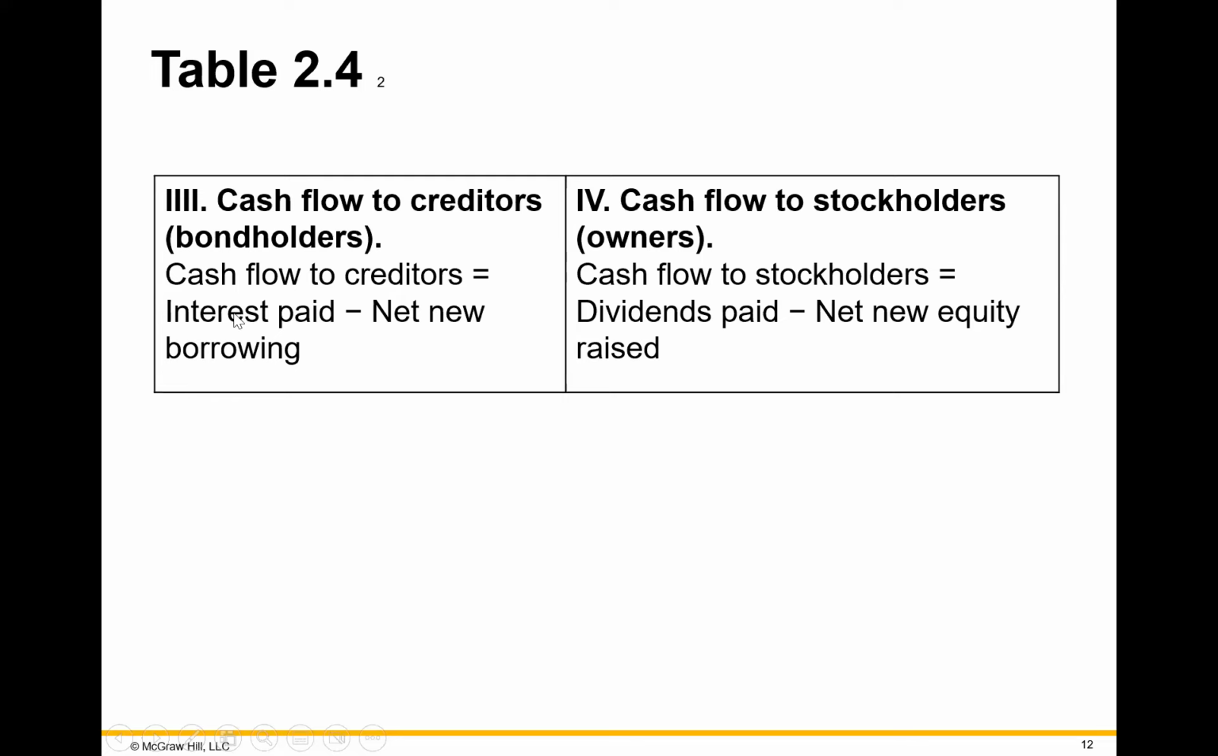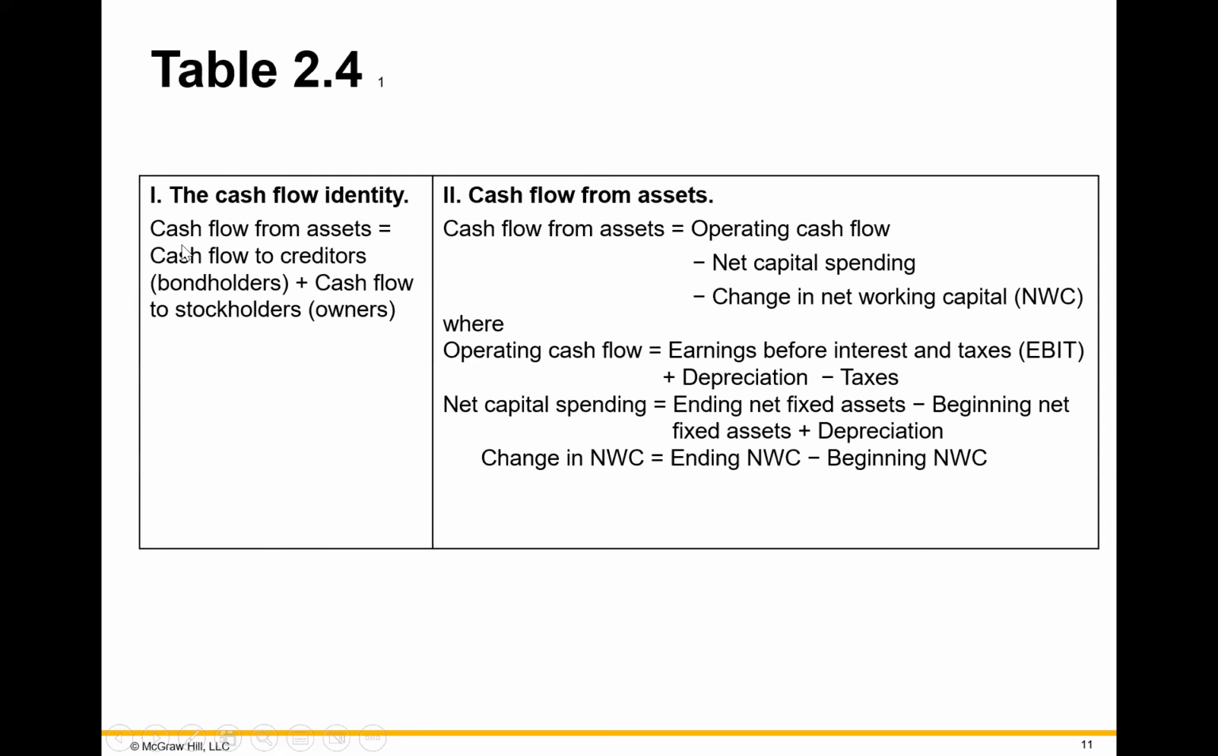So if you take interest paid minus net new borrowing, you can get cash flow to creditors. You take the dividends paid minus net new equity raised, and that will give you cash flow to stockholders. Once you have those two numbers, you can go back here, add them together, and you get cash flow from assets. And yes, for the same company, you will get the same number. Whether you go from this route or that route, this will end up being the same exact number. It's just a different way to get to the same place.